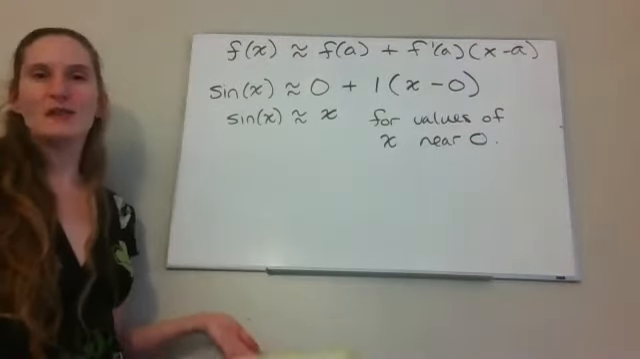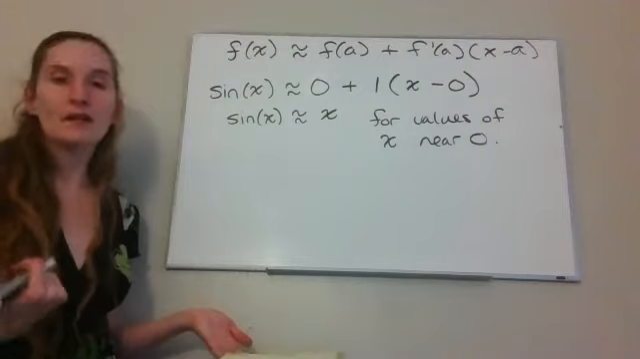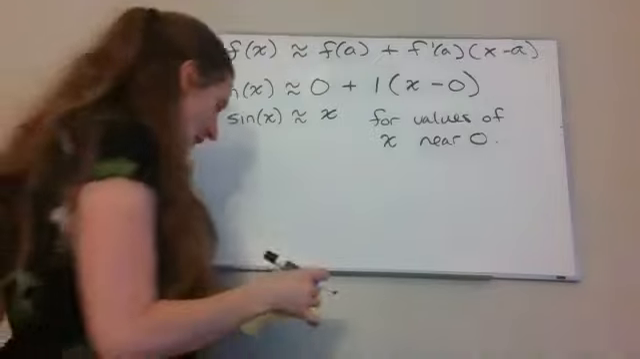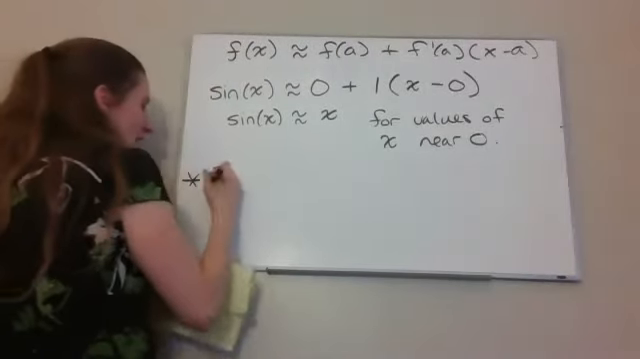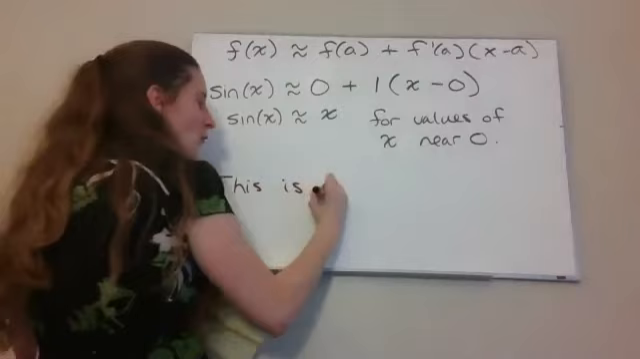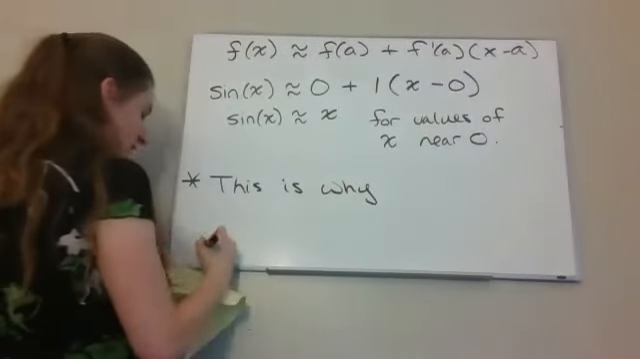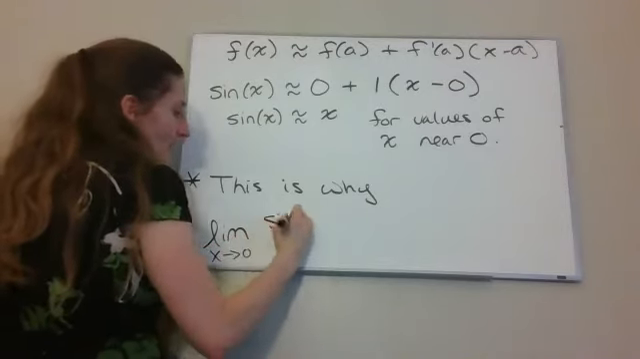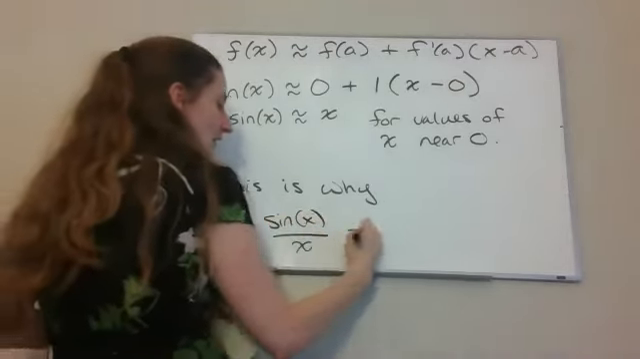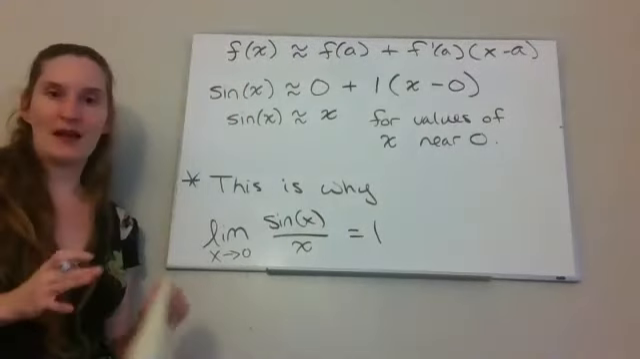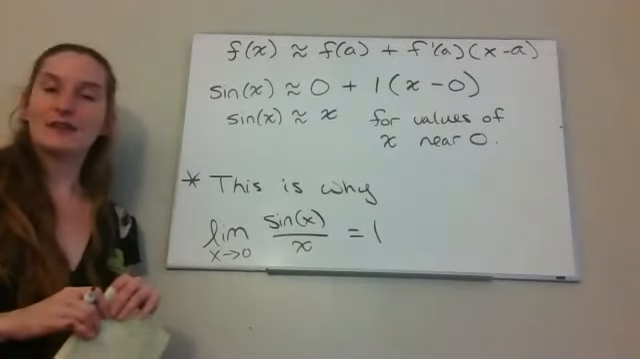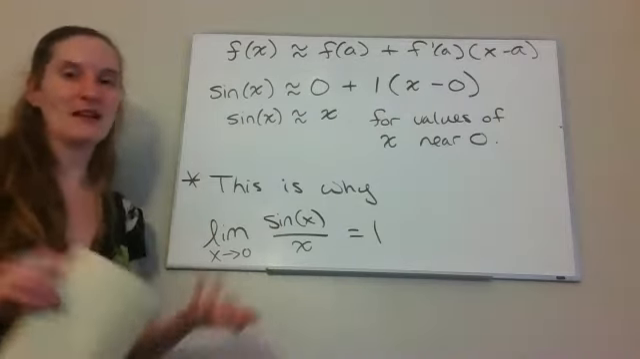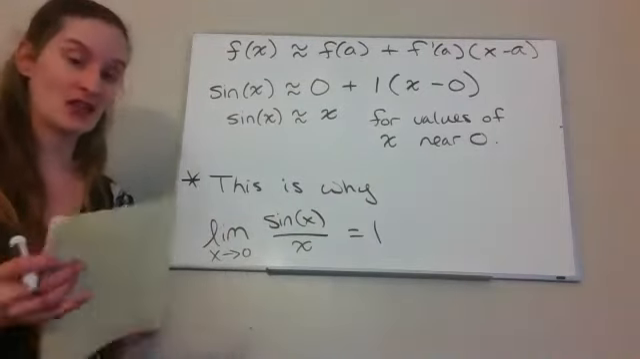So this means that when you're very, very close to 0, sine of x and just x are very, very close to the same number. But we already knew that. This is the reason why we had already used the limit as x approaches 0 of sine of x over x equals 1. This was also saying as we get close to 0, sine of x and x are close to the same value. So we already actually knew this, but now we showed it using linear approximation.